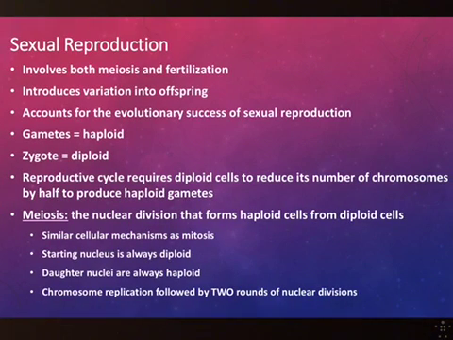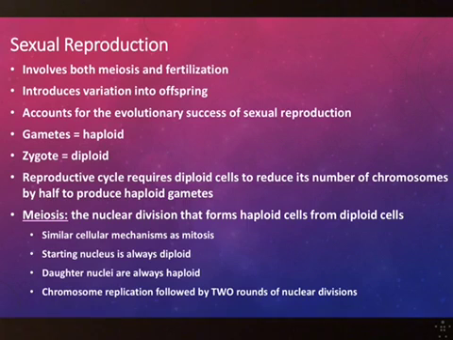So, sexual reproduction involves both meiosis and fertilization. The good thing about sexual reproduction is that it introduces genetic variation into the offspring. That means you are not the same as your parentals. This accounts for the evolutionary success of sexual reproduction.